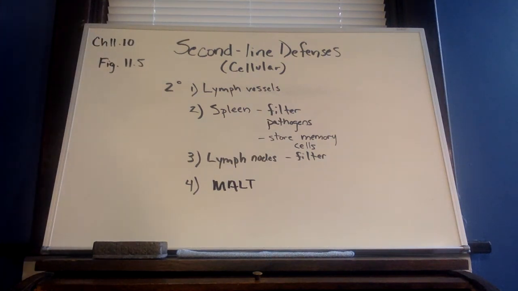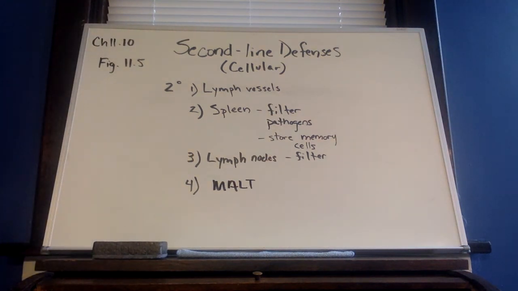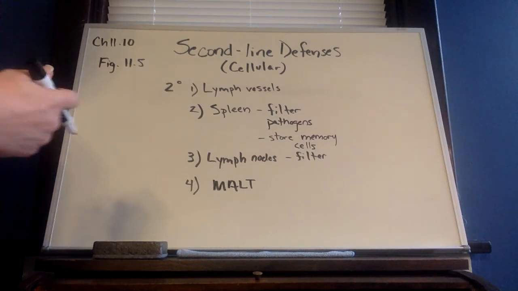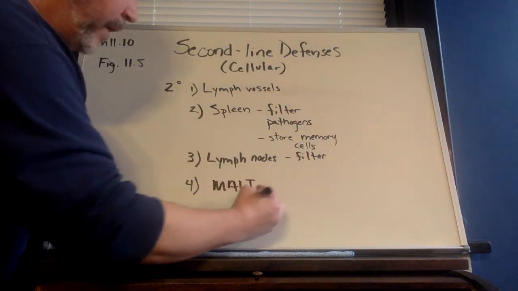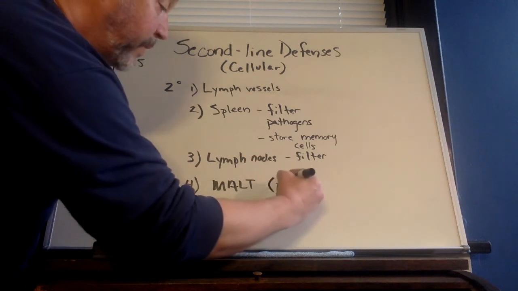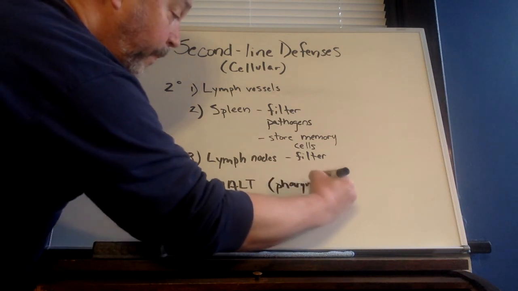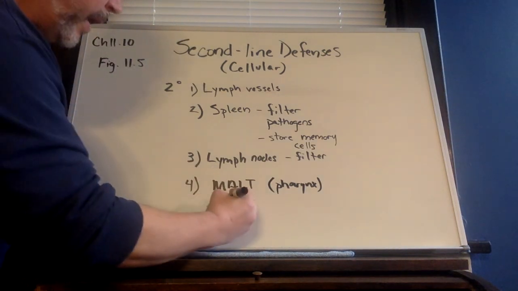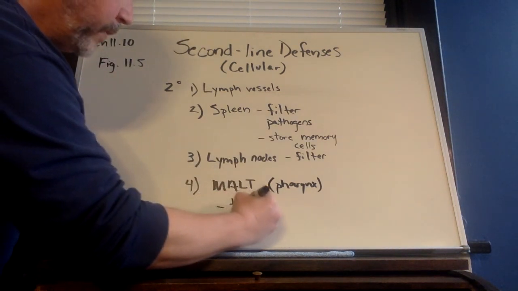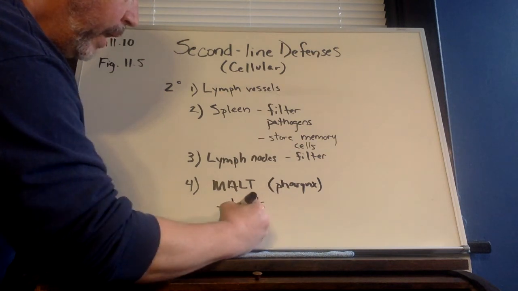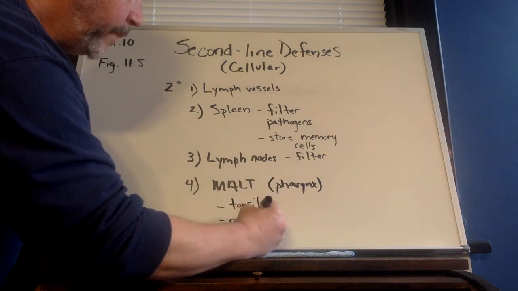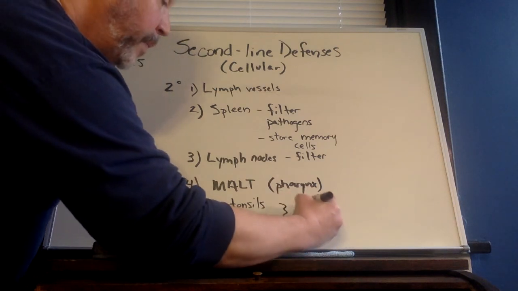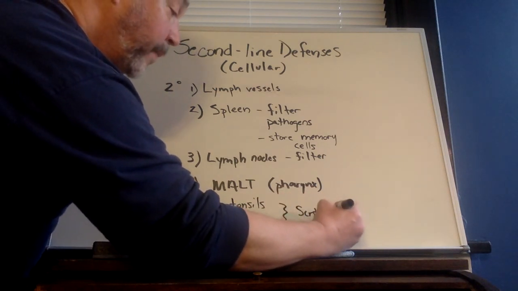The MALT is mucosal associated lymphoid tissue. These are found around the throat and the pharynx. So these are near the pharynx. Remember that upper portion of that respiratory system. These are your tonsils and your adenoids. In a sense, these are both sentries.